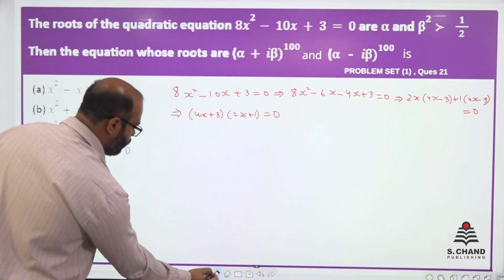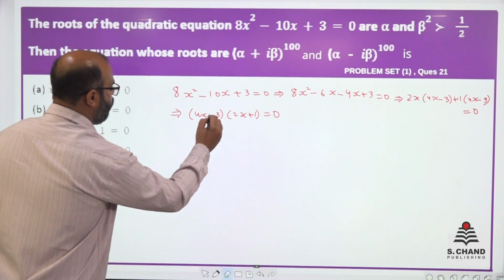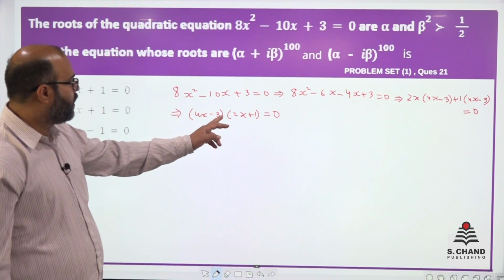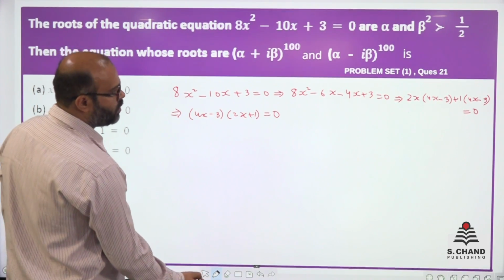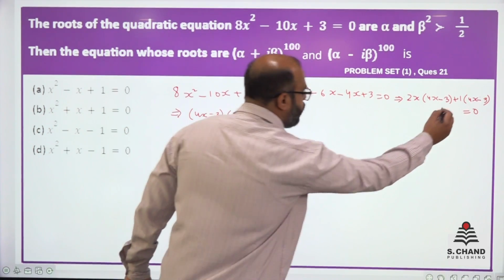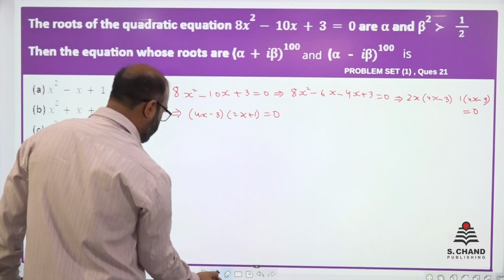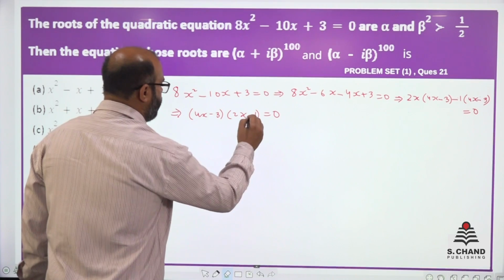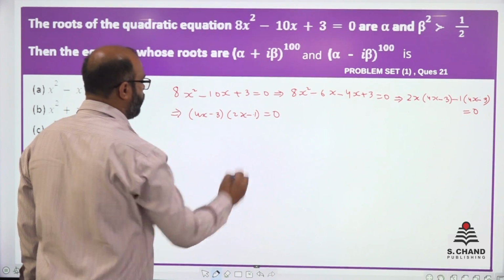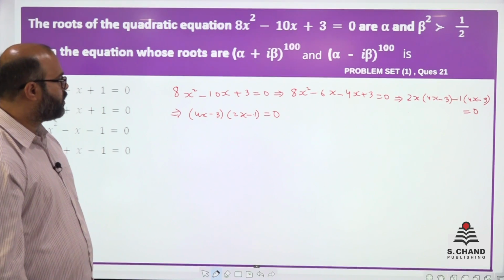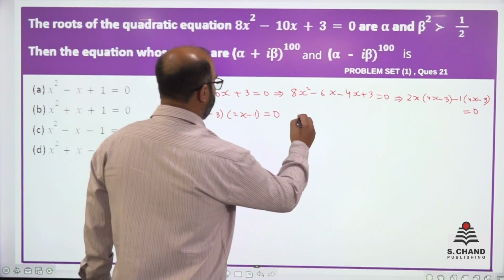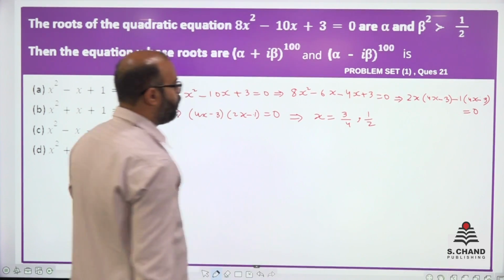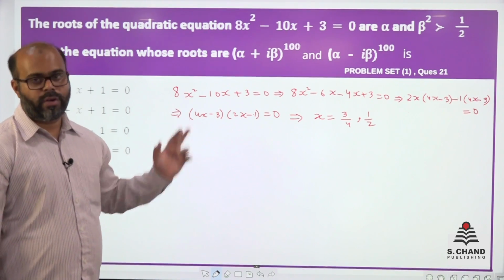So this is 4x minus 3, right? That will give you 8x square minus 6x, and this is minus 1, this is minus 1 again. So let me write it as minus 1 here. 8x square minus 6x minus 4x, that is minus 10x plus 3 equal to 0. So x is equal to 3 upon 4 comma 1 upon 2. So these are the two roots of this quadratic equation.